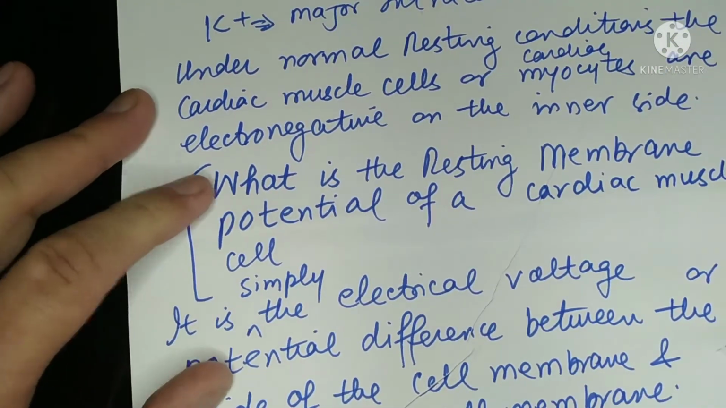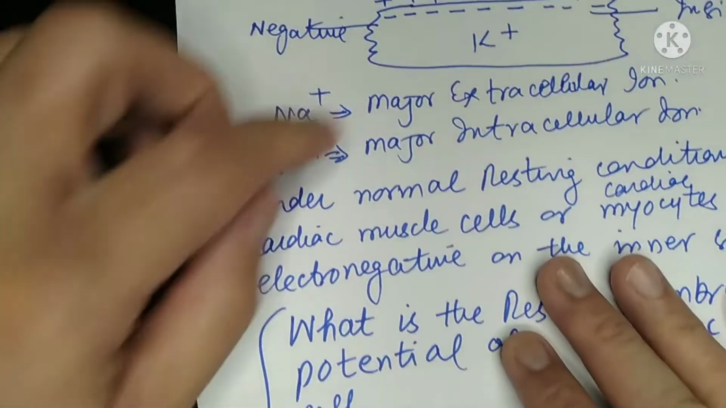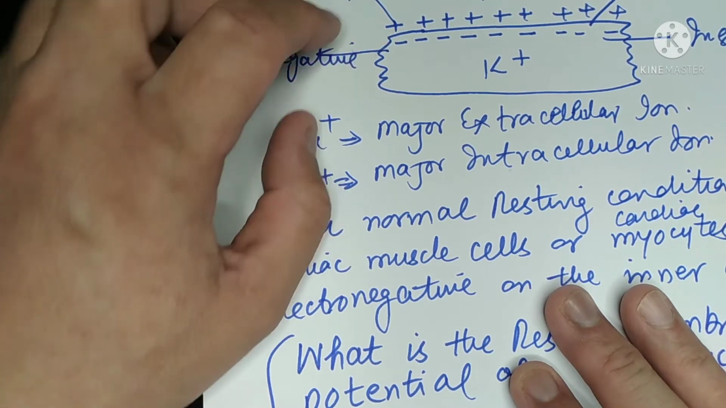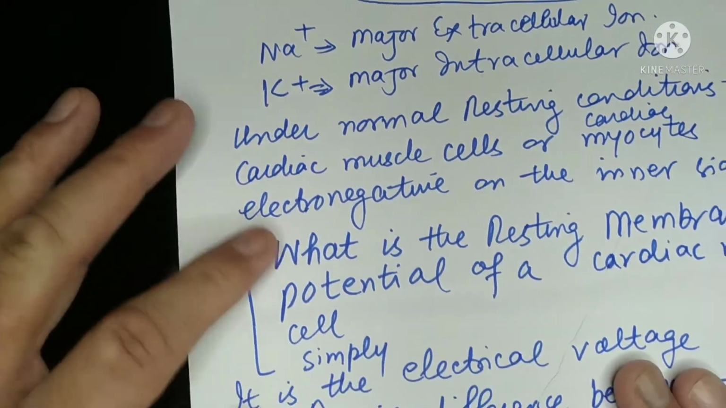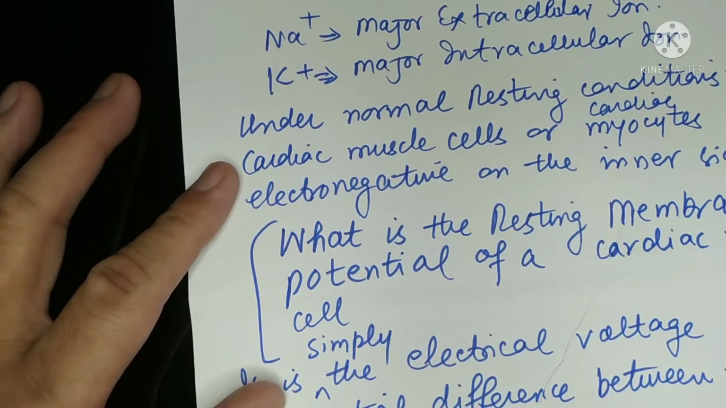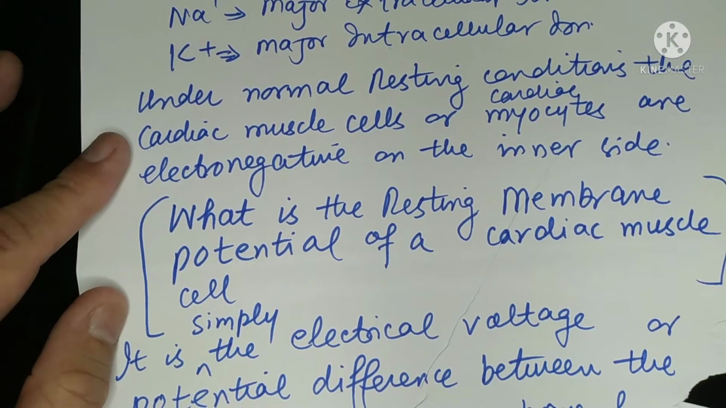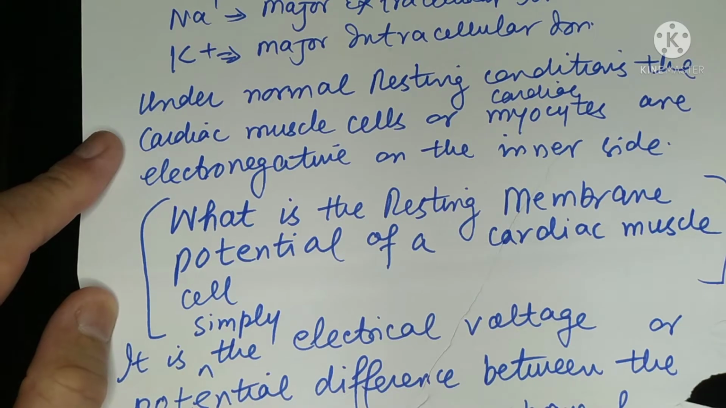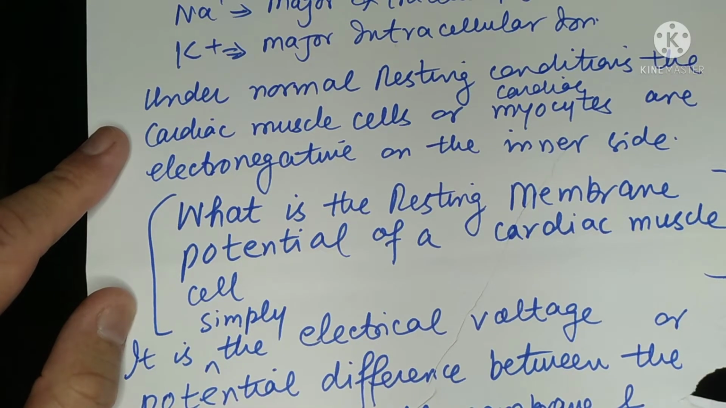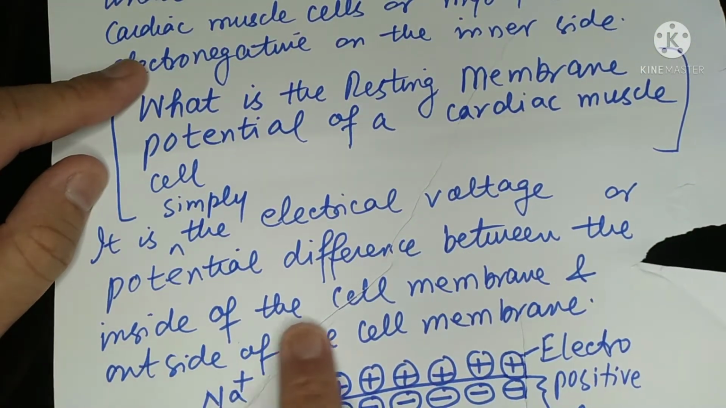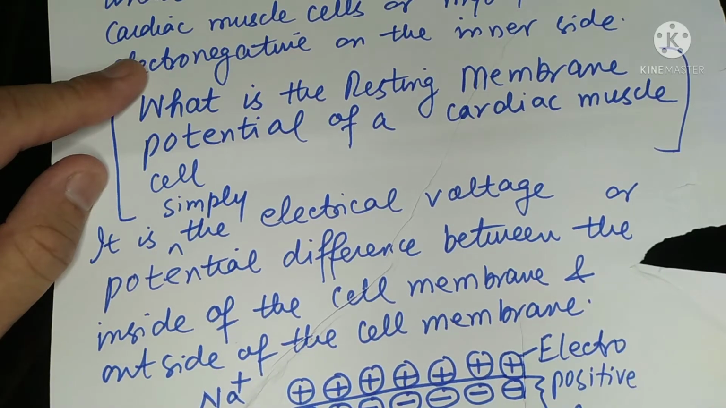Now the question is, what is this electronegativity on the inner side and electropositivity on the outer side known as? This is very important. So the question is, what is the resting membrane potential of a cardiac muscle cell or cardiac myocyte? Under resting physiological conditions, this is known as resting membrane potential. Resting membrane potential is the potential or electrical difference across the cell membrane under resting conditions. Basically, it is simply the electrical voltage or potential difference between the inside of the cell membrane and the outside of the cell membrane of the cardiac myocyte.